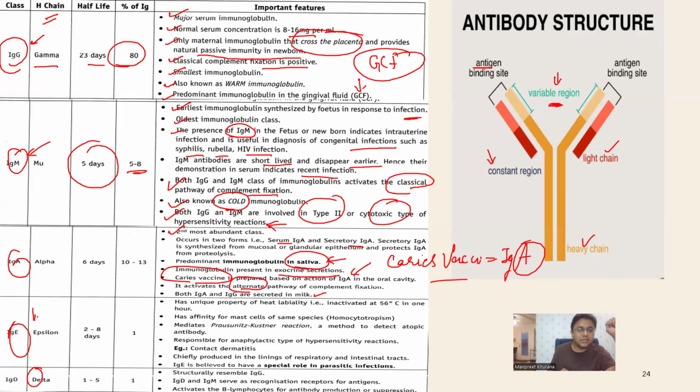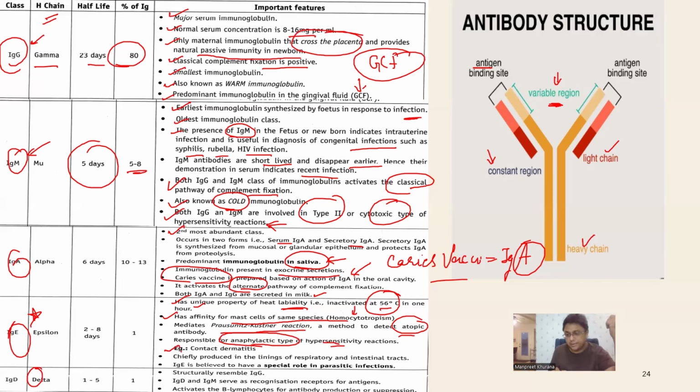Now let's go to the IgE. It has a unique property of heat lability. It is heat labile, that is, it is inactivated at 56 degrees Celsius in 1 hour. So it breaks with the heat. It has affinity for the mast cells of the same species, which is called homocytotropism. Basically, whenever we talk about mast cells, we talk about inflammation. It mediates the Prausnitz-Küstner reaction, a method to detect atopic antibody. It is responsible for the anaphylactic type of hypersensitivity reactions.